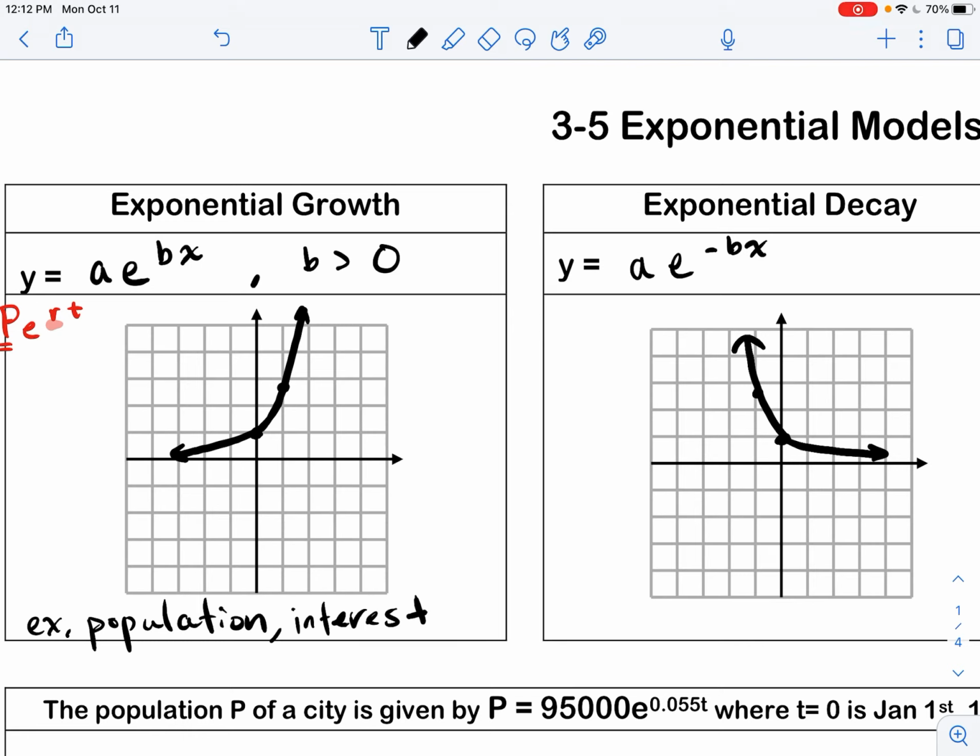Namely, just understanding that this occurs. The way I've written it, I'm writing b is greater than 0, but understanding that means when we have negative b here. Okay. What would be examples of exponential decay?